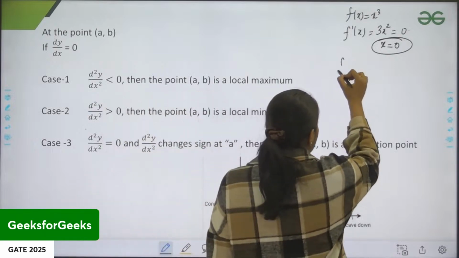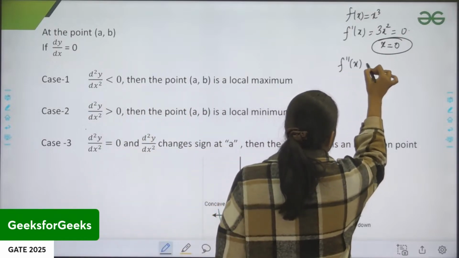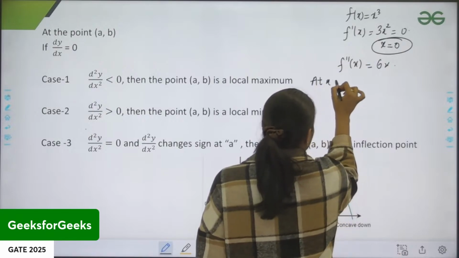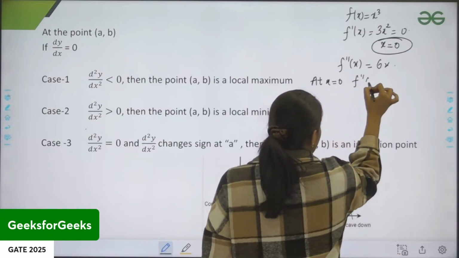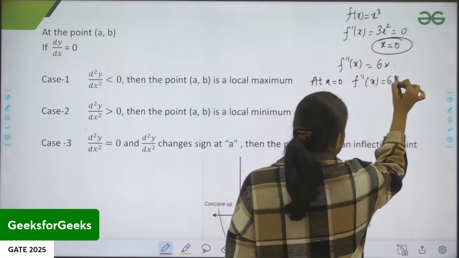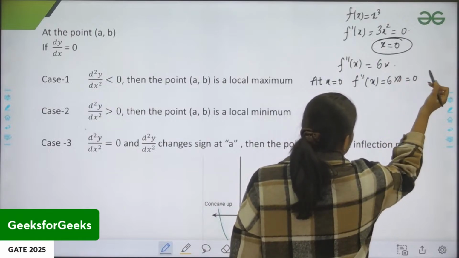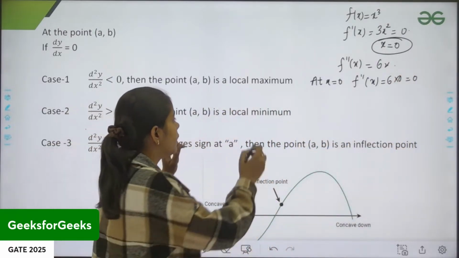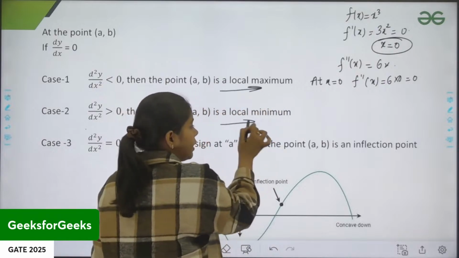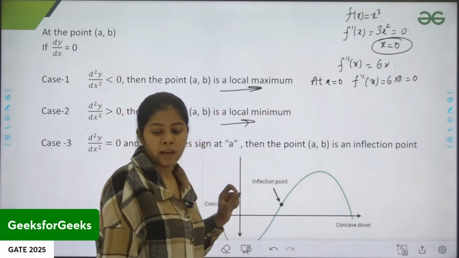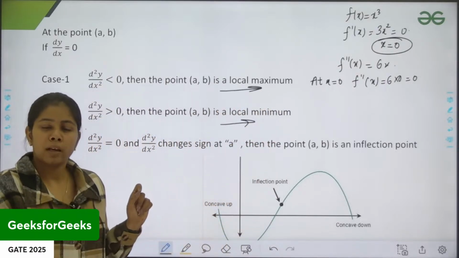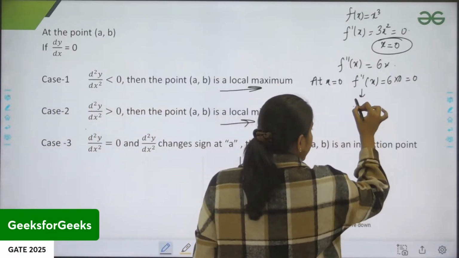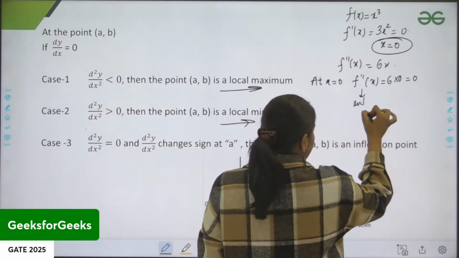So for that I'll do f double dash, that is 6x. I'll find out at x equals 0 what would be the sign of f double dash x. It would be 6 into 0, that is 0. It is not less than 0 and it is not greater than 0. So I cannot put it into the category of local maxima or local minima. Neither are we getting a local maxima, nor a local minima. So what would I say here? That this is my inflection point.